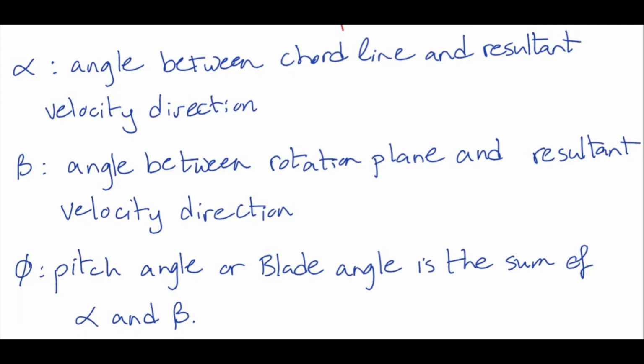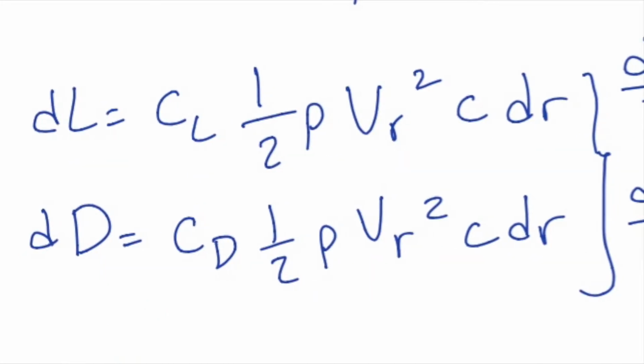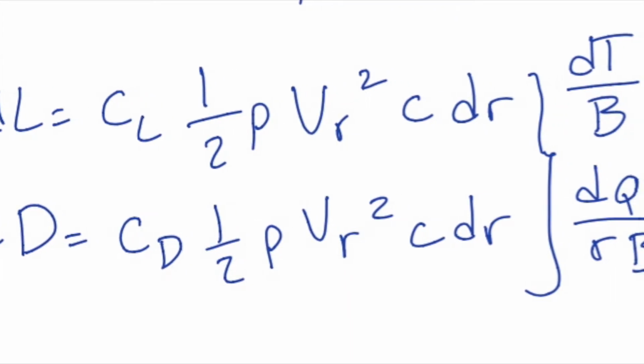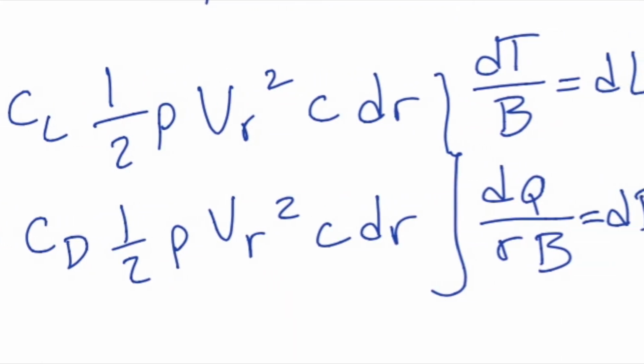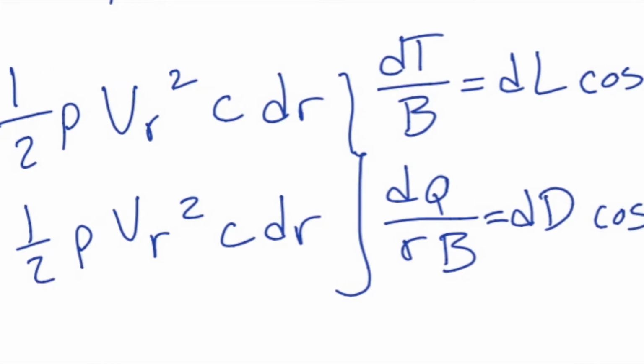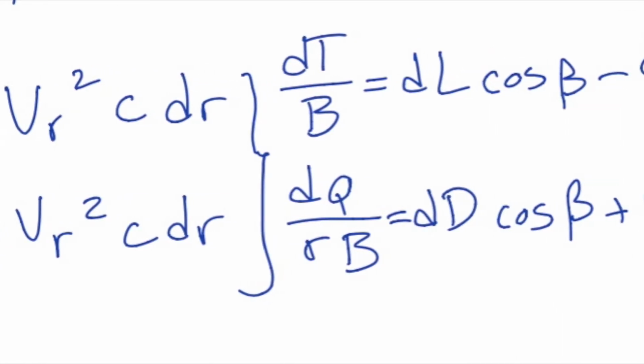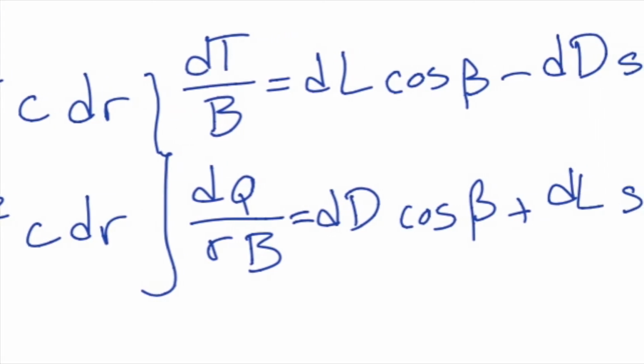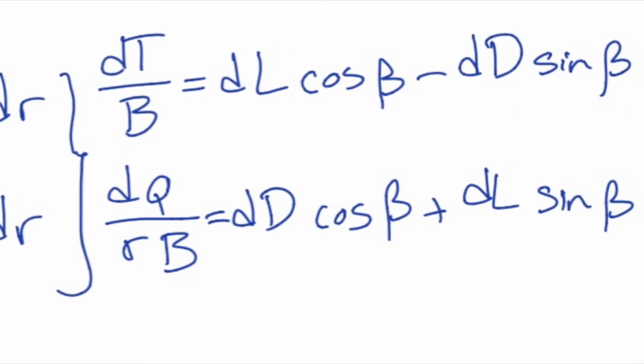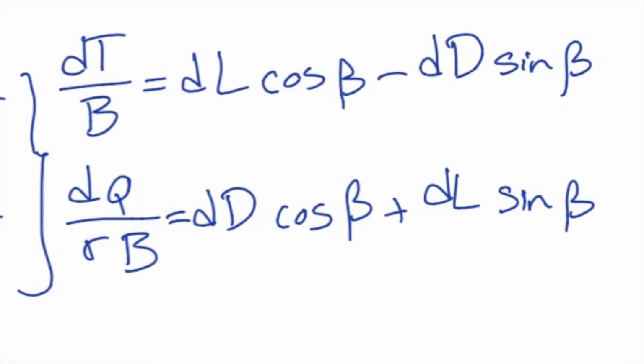The resultant flow VR acts at an incident angle beta. The angle between the airfoil chord and the resultant velocity direction is the angle of attack alpha. The pitch angle or the blade angle is the angle between the rotational plane and the chord, which is the sum of the angle of attack alpha and angle of incidence beta. The elemental lift dL and elemental drag dD of that blade element act perpendicular and parallel to the resultant velocity direction. In order to compute the dT, the elemental thrust, and the elemental torque of this blade element, we need to take the elemental lift and drag components in the rotational plane direction and the direction perpendicular to it.